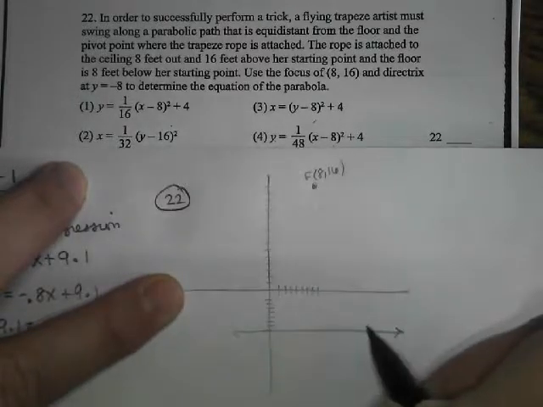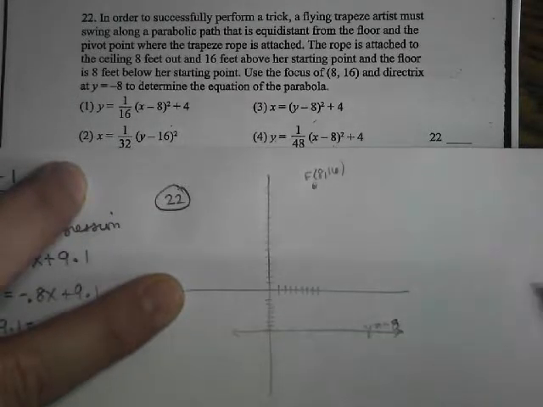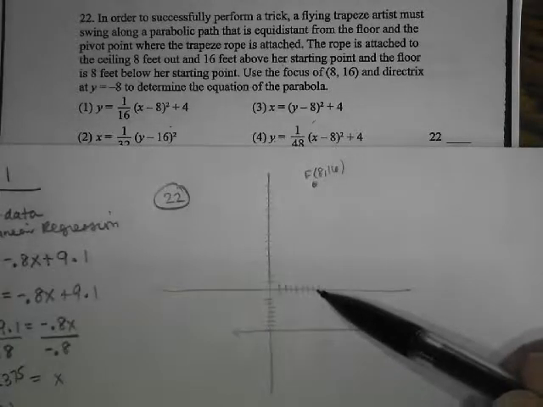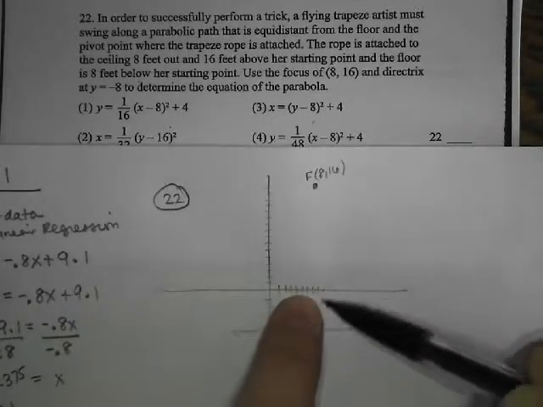Okay? So, first things first, where's the vertex? The vertex is always halfway between the focus and the directrix. So what would be the coordinates of that? 8, 0? But 8, 0 is only 8 units away from here and 16 units away from that.